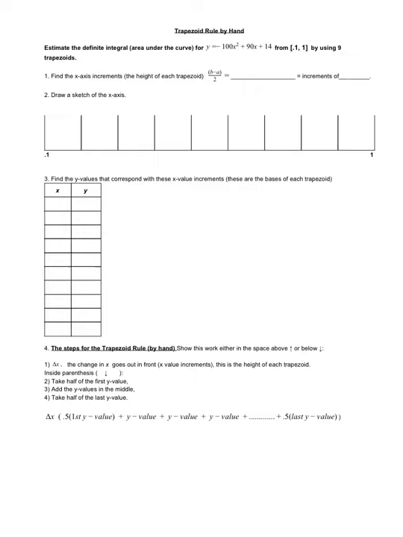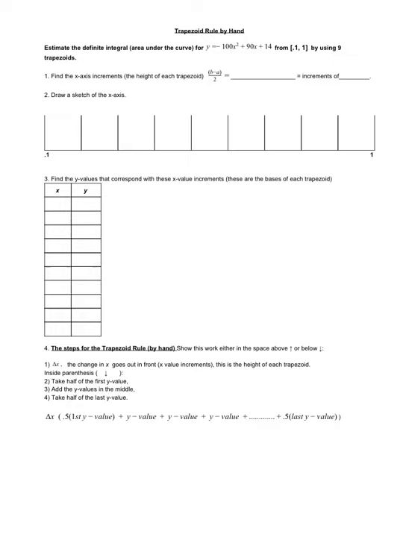Okay, this is the trapezoid rule by hand. Here is our function, negative 100x squared plus 90x plus 14. Our left endpoint is 0.1, and our right endpoint is 1. So we're going from 0.1 to 1, and we need 9 trapezoids.